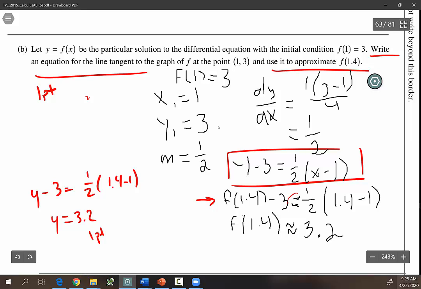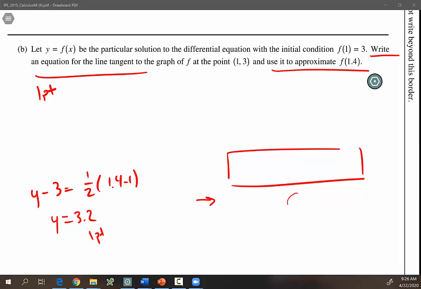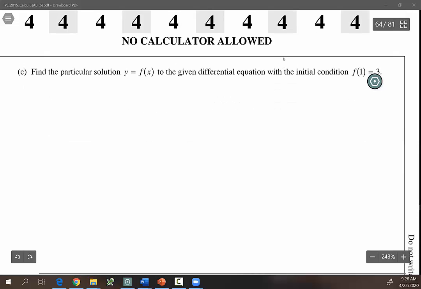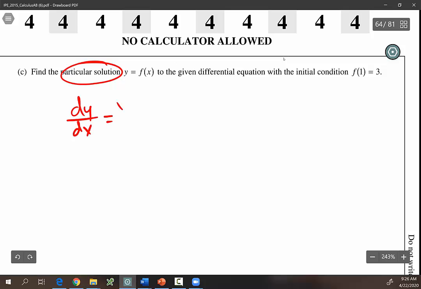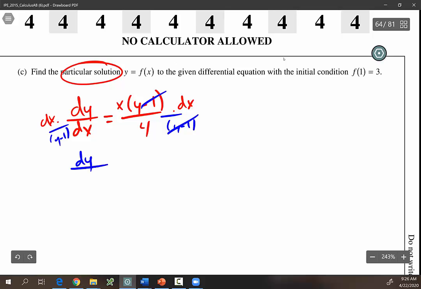So part C is really just longer and kind of nasty, so I won't ask anyone to do that. For part C, whenever we see particular solution or solve, or even general solution, that's where we're separating the x's and the y's, the dy's and the dx's. So times dx, and then divide by y minus 1, because we're dividing out the y part. So over y minus 1 will cancel. So we get dy over y minus 1 equals x over 4 dx.